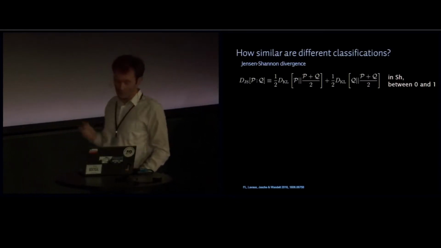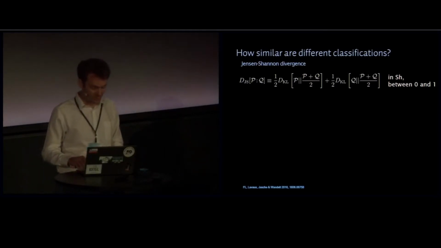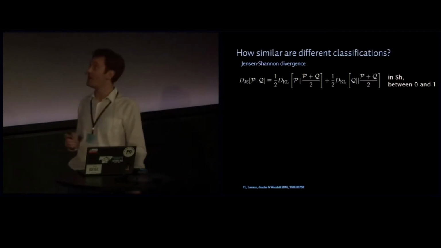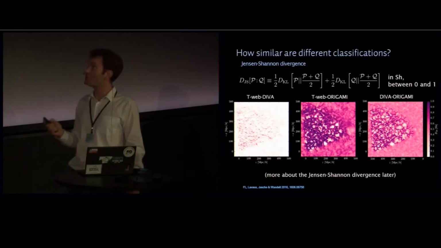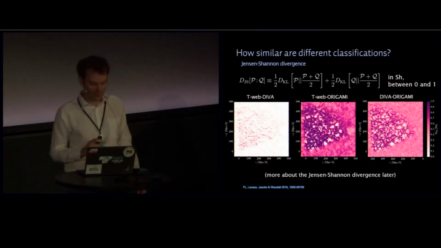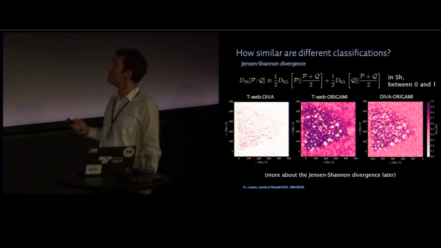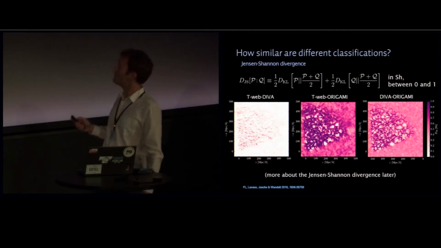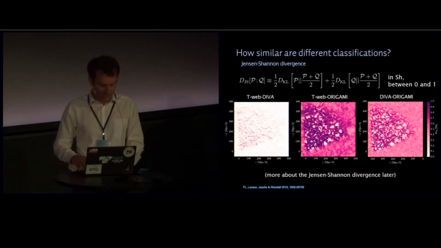And if you write down the math, then you will realize that this is a number also in Shannons between 0 and 1. So here it can also be mapped. And as you can see here, we have now a quantitative version of this good agreement that I was discussing between the T-Web and DIVA, and a more quantitative analysis of the disagreement between the T-Web and origami, especially when we are out of the voids, which are underlined here. More about the Jensen-Shannon divergence a little later.